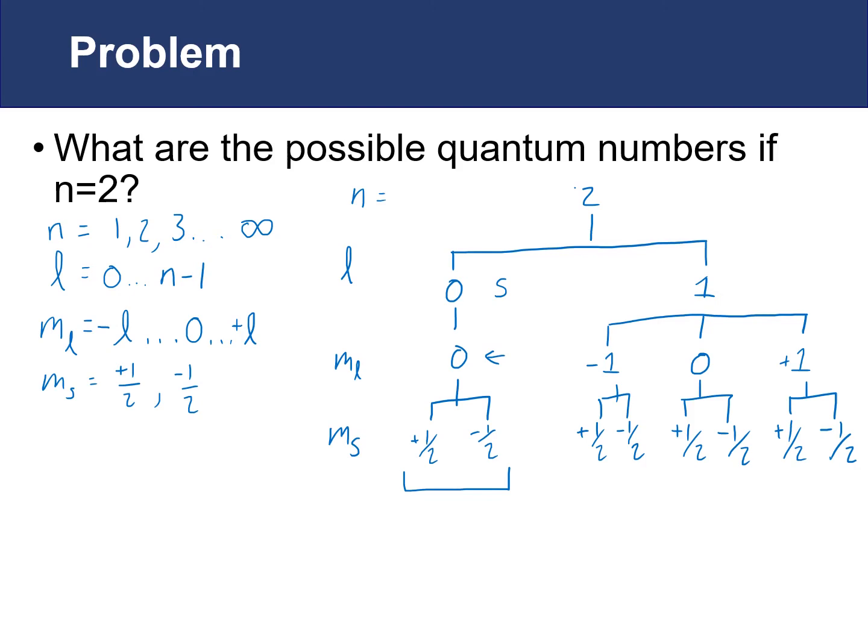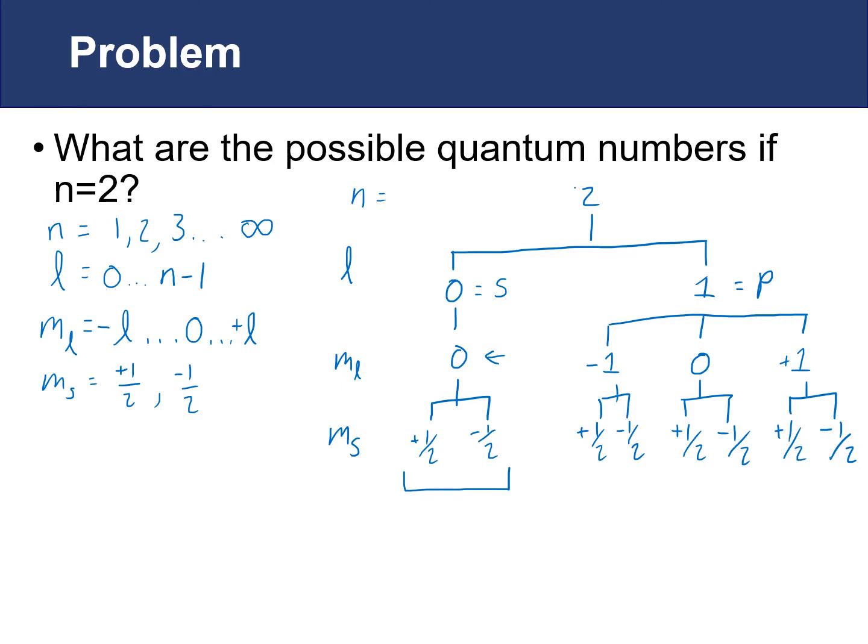If n is equal to 2, we could also have L equals 1, which are our p orbitals. Our p orbitals can have three different values, which means we have three different p orbitals in different orientations. One orientation is described by the m sub L equals negative 1. One orientation is the m sub L equals 0, and another orientation is the m sub L equals plus 1.